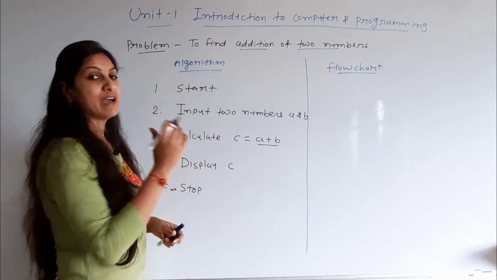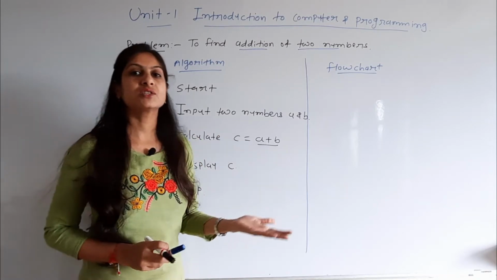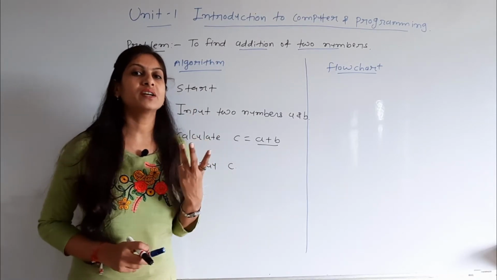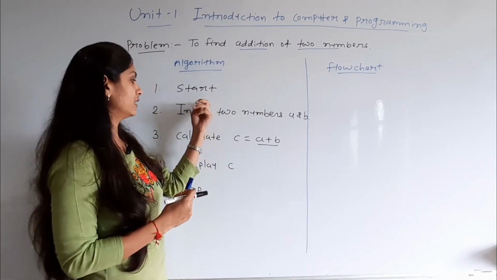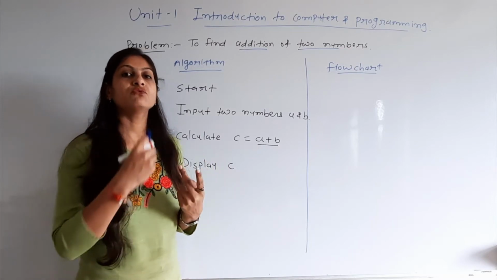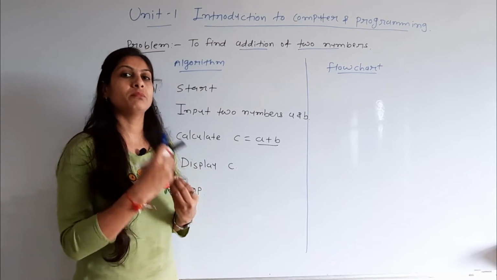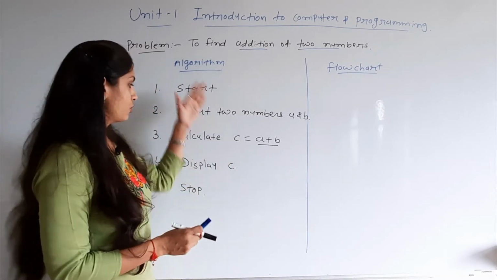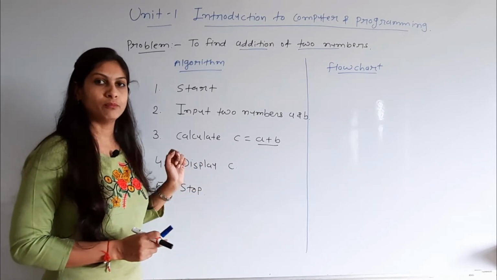So this is a very simple problem. If you remember, in our previous lectures we already discussed three different types of problems. Simple, in which we just have input, process and output. Second is conditional, in which we have to apply some condition, and third is repetition, which means we have to repeat a number of times. So now you can say that this is a simple type of problem.